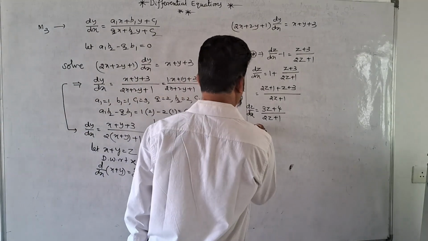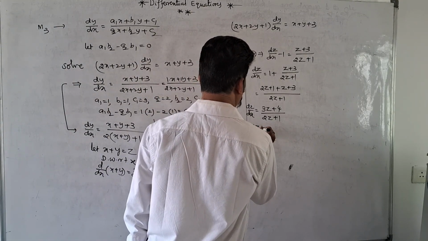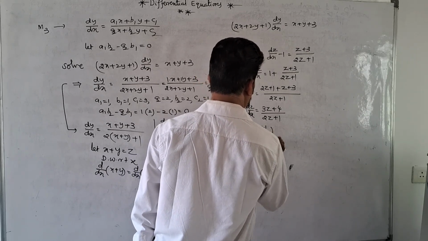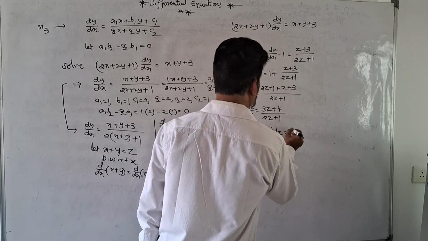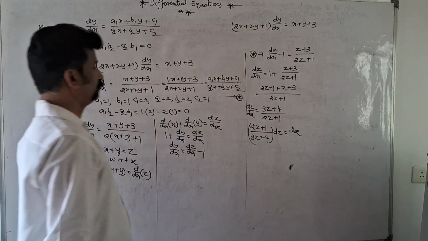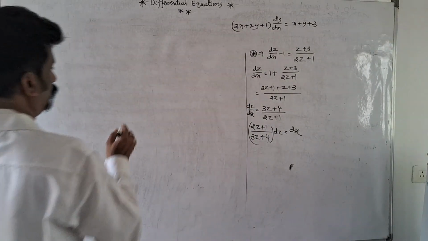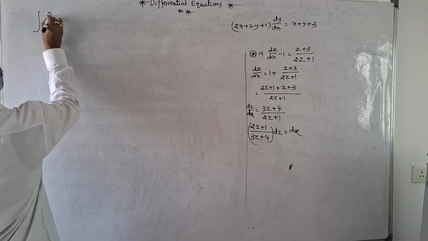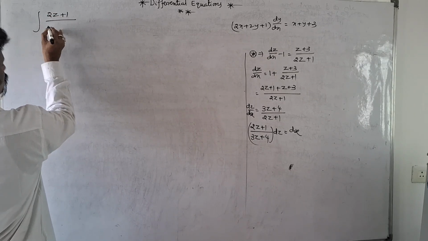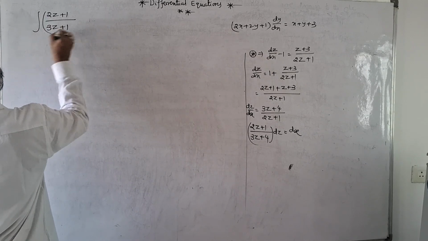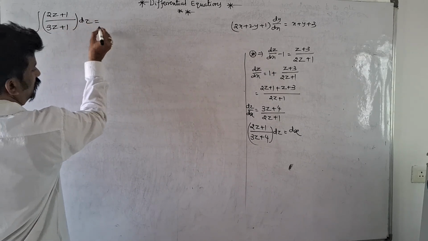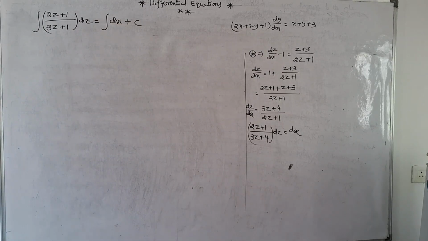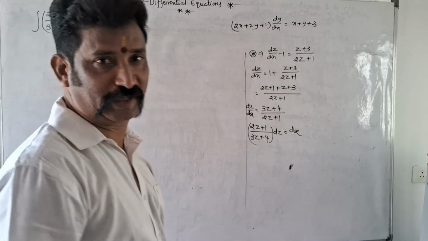Now, this implies by variable separation method (2z + 1)/(3z + 1) dz = dx. Now, applying integration on both sides, integration of (2z + 1)/(3z + 1) dz is equal to integration dx plus c. Now, how to simplify this type of integration?